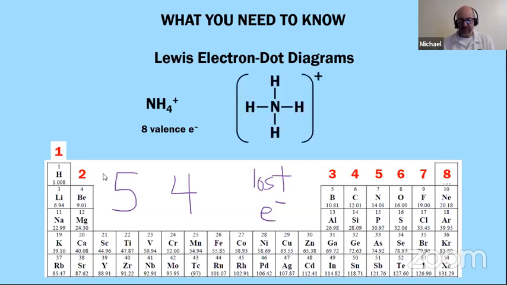We typically, in Lewis electron dot diagrams, like to show an overall charge by wrapping brackets around the structure and then putting the overall charge on the outside like that. Nothing else to add, 8 valence electrons, full shell.